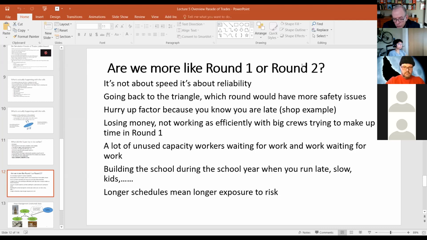If I get it too soon, it may crowd up my site, it may get stolen, it may get damaged, I may have to move it multiple times. Is this a good idea or is it not a good idea? What are the secondary consequences to getting it delivered too early? On the other hand, I don't want to have it delivered three days late. Then I've got workers waiting for work. There's no materials. I can't do it.